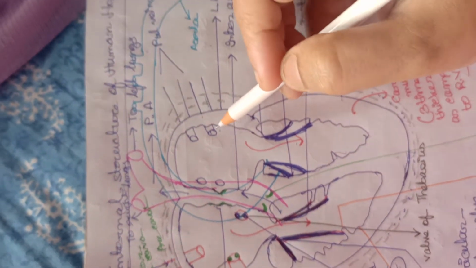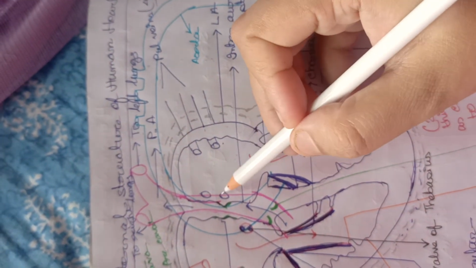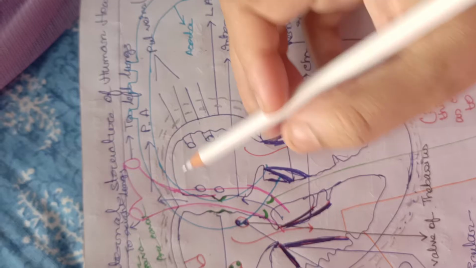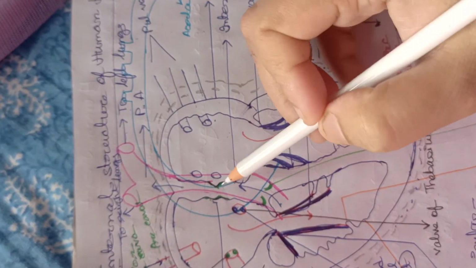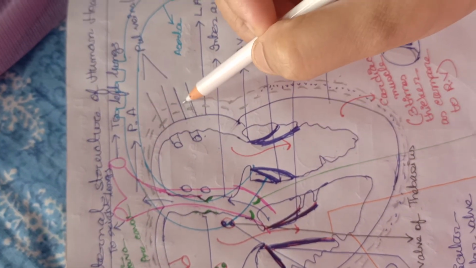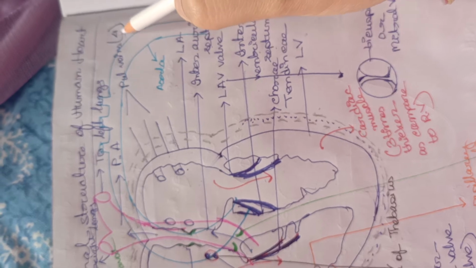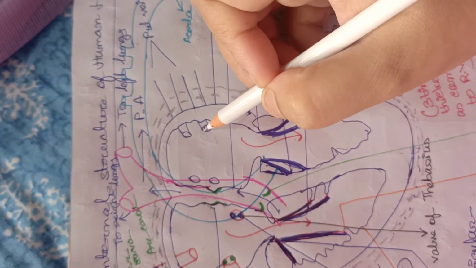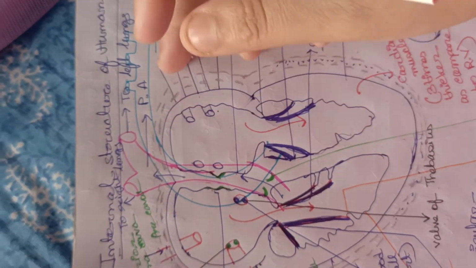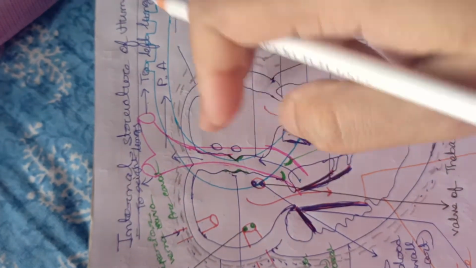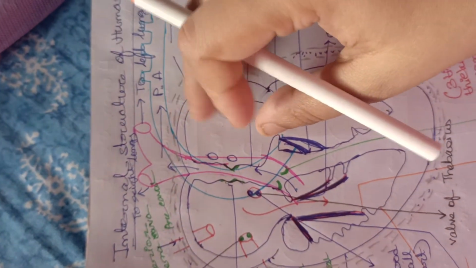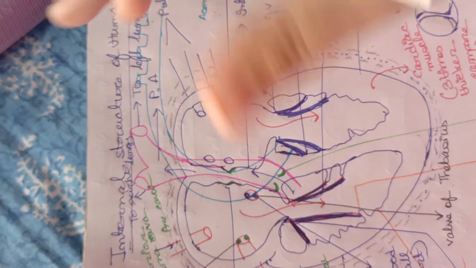4 pulmonary veins are present here too, so 4 total. These two come from the right side, these two come from the left side, so they are pulmonary veins. Here also the valves are not present. Why? For the same reason: they are in the angular position. When this auricle contracts, the blood will not go back.